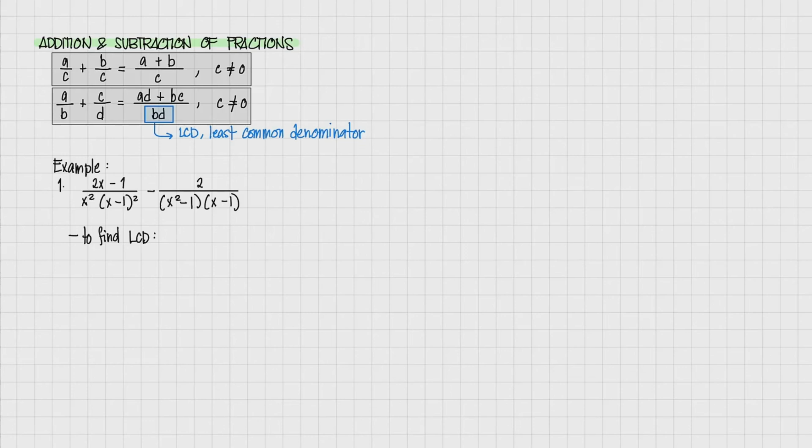Okay, next. Addition and subtraction of fractions. Addition and subtraction of fractions depends on the kind of denominator of the fraction that we have. So, for example, if you have two fractions with the same denominator, it's quite simple. Ganito lang siya. But if you have two or more fractions that have different denominators, you're going to have to compute for the least common denominator of all your fractions before you proceed with addition or subtraction. So, we have an example here.